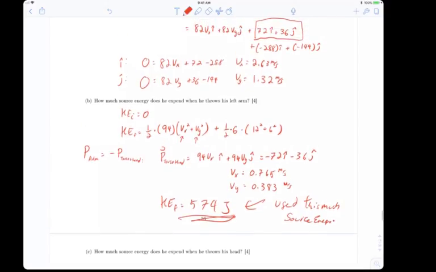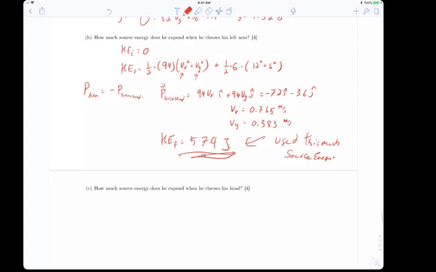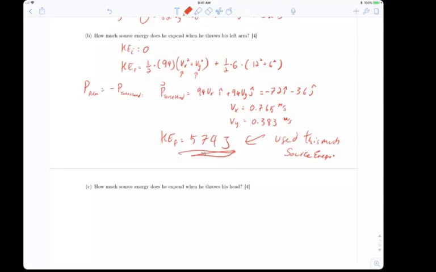Okay, so here's the deal. We know the initial velocity of his torso, right? So we can calculate the initial kinetic energy of his torso and head, which is 1/2, 94, 0.765 all squared plus 0.383 all squared. These are supposed to have minus signs on them, but it doesn't matter because we squared them. 0.765 times 0.765 plus 0.383 times 0.383 times 94 divided by 2. So there's 34.4 joules of energy initially in the system.